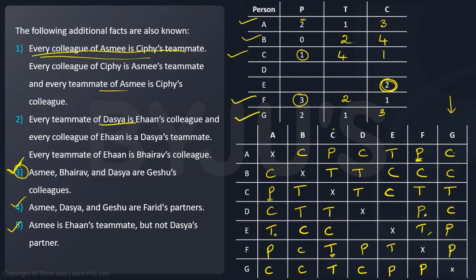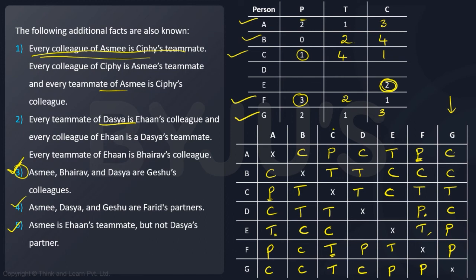So the only possibility then is a C, right? Because colleague of Dasya, there is no problem. So you finish your Dasya. Dasya has 3 C's, 2 T's, 1 partner, and E has 3 C's. Oh, sorry, did I make a mistake? I think I just made an error. Let me just erase this. Yeah, it cannot be C, right? Because E has only 2 C's. Partner or T. P or T. I think I made a mistake there.